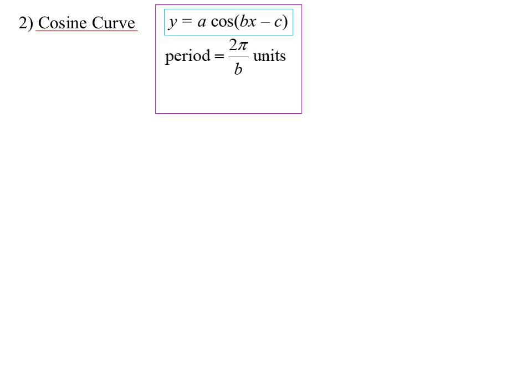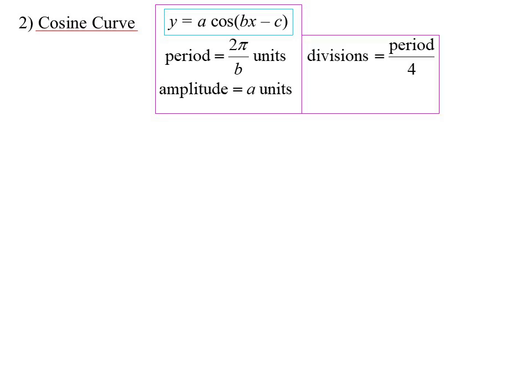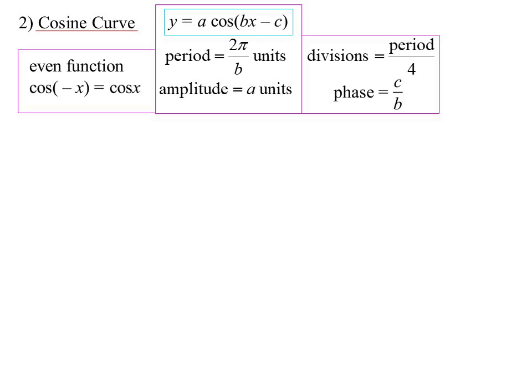Okay, well what about cosine? I won't draw the original one, but it would transform in a similar way to the sine curve, so I'll write it as a cos(bx minus c). The period will be 2 pi on b, same as sine, because remember sine and cosine are complementary ratios, they're basically the same curve, just one is shifted. The amplitude will still be a, divisions I'll still do the same, period divided by 4, the phase will still be c on b. It's an even function of course, so this time cos of negative x will be cos of x if I wanted to use that rule.